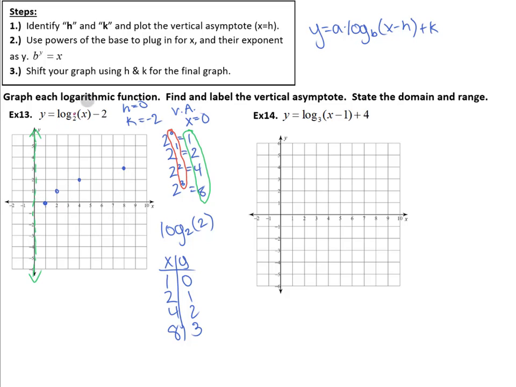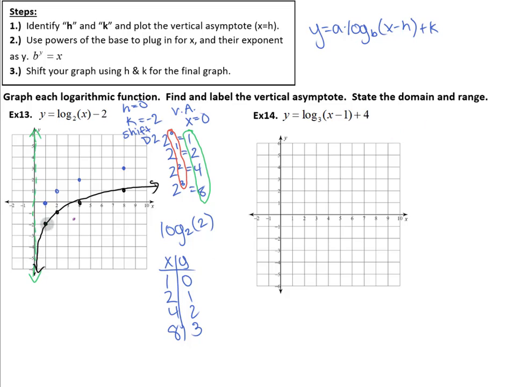Now we do have a shift. No horizontal shift because h was 0. But k being -2 is a shift down 2. So to get to my final graph here, which we'll use black for, we're going to need to move all of our points down 2. So that was the only shift. My vertical asymptote stays right here because this is the vertical asymptote for the final graph at x equals h. And I just want to show getting closer and closer to that asymptote and go off to the right.